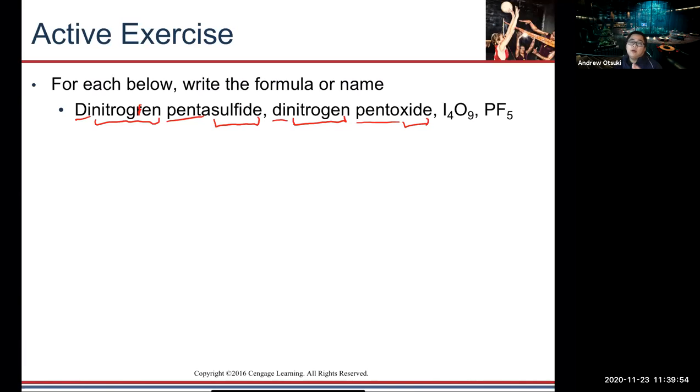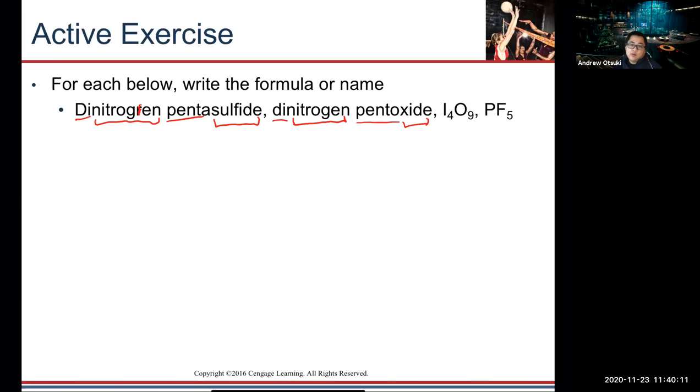Okay, now we have PF5. So remember what I said about prefixes? When you have 1 in the first element, it is not necessary. So we just say phosphorus, penta for 5 fluorines, pentafluoride.